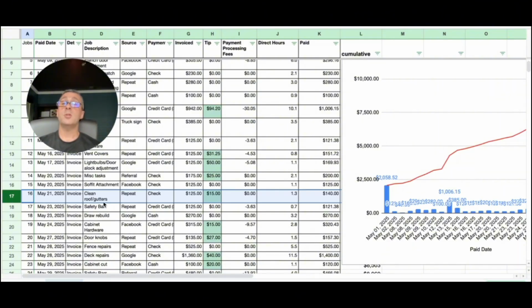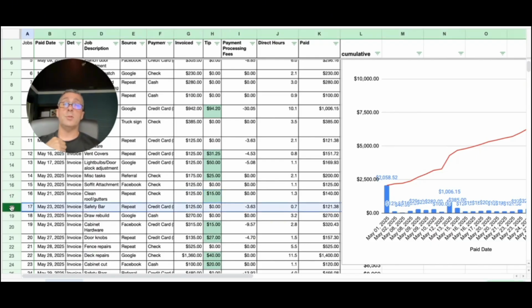So this was a pretty straightforward one. I was there, the job took about 45 minutes. We chit chatted for a while. So total time there and back on the job was 1.3 hours. Charged 125. She gave me a $15 tip. So that was a pretty easy one.